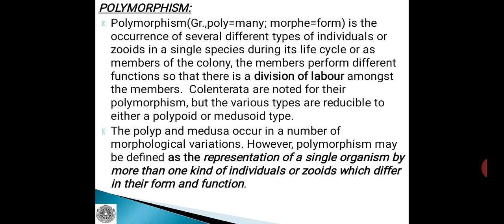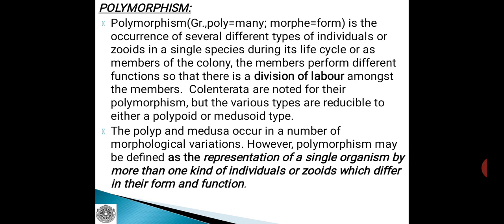Now let us go through what is polymorphism. According to Greek terminology, poly means many and morph refers to form. So polymorphism is the occurrence of several different types of individuals or zooids in a single species during its life cycle or as members of the colony. The members perform different functions so that there is a division of labor amongst the members.